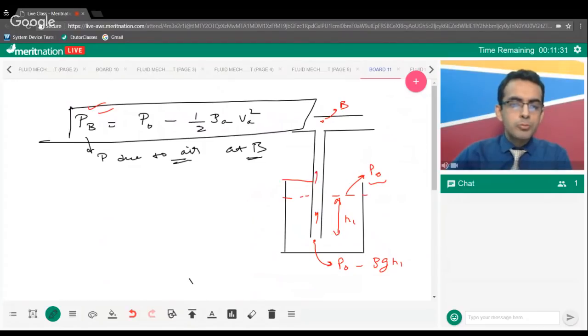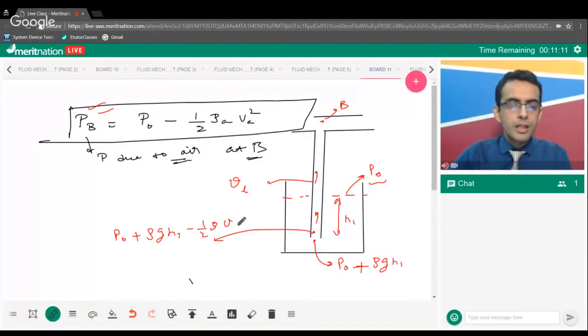So let's say the speed of liquid is VL. So just inside the tube, the pressure will be how much? P naught, sorry, it should be plus, not minus. P naught plus rho G H1 minus half rho liquid V liquid square. That's the pressure at, let's say, point C. Let's say this point is C. We have to find the speed with which the liquid comes out.